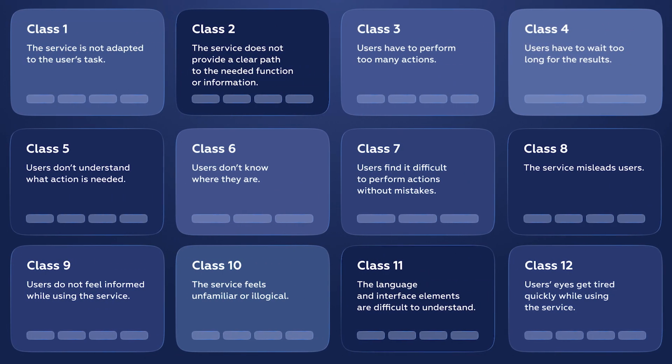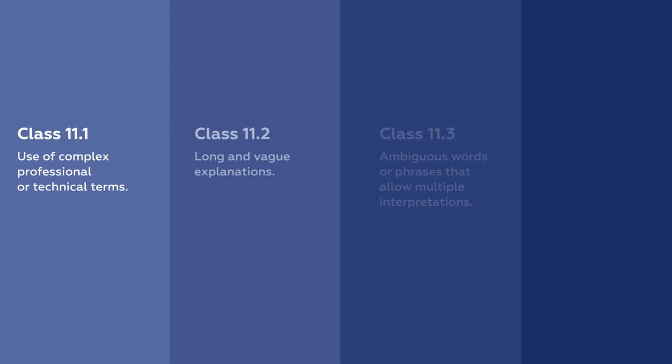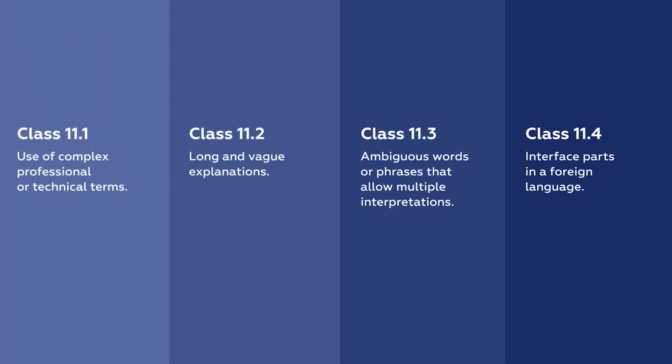That's why we created our UX problem classification, a practical tool that helps digital teams worldwide spot any UX issue and describe it precisely. Today we examine class 11. The language and interface elements are difficult to understand. We break down this broad class into 4 distinct situations, and each merits its own video.